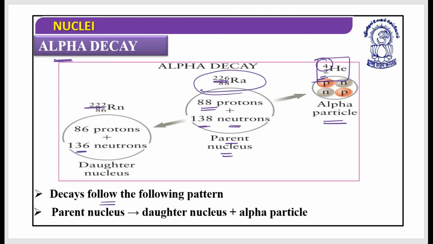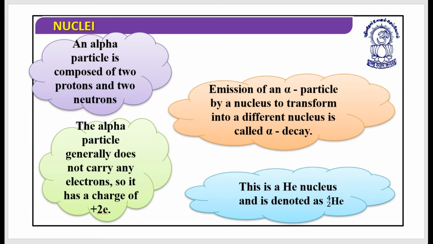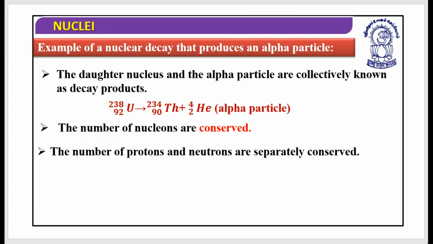So decay will follow the following pattern. The parent nucleus will give us a daughter nucleus plus an alpha particle, and this is what we call an alpha decay. An alpha particle is composed of two protons and two neutrons, and the alpha particle generally does not carry any electrons, so it has a charge of plus 2e. So emission of an alpha particle by a nucleus to transform it into a different nucleus is called alpha decay, and the alpha particle is the helium nucleus, which can be denoted as 2He4.